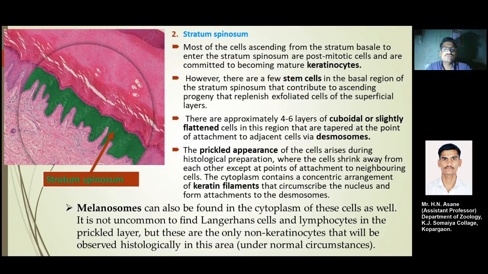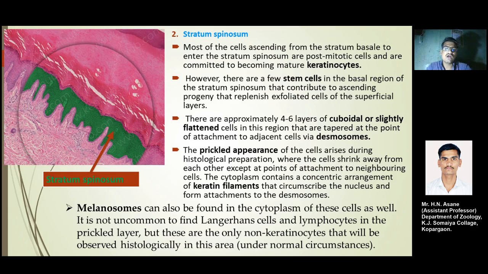So most of the cells ascending from the stratum basale to the stratum spinosum are post-mitotic cells and are committed to becoming mature keratinocytes. Mature keratinocytes means that after proliferation, the post-mitotic cells are going to convert into keratinocytes, and they are going to do the keratin formation.